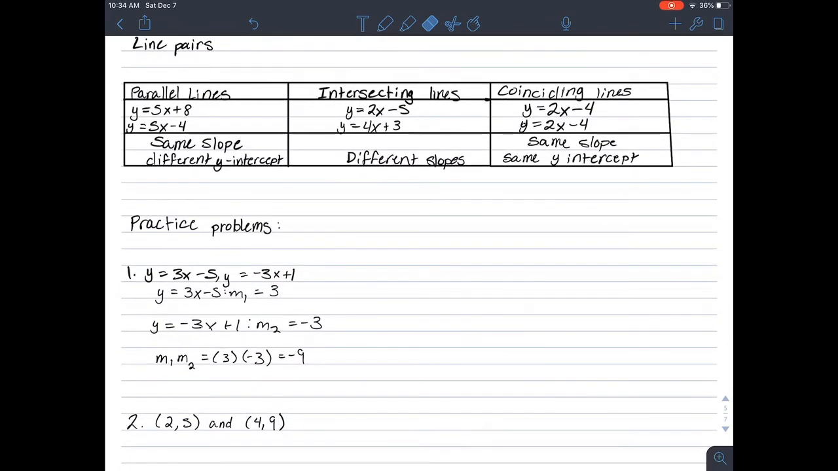Here are some line pairs. Parallel lines, intersecting lines, and coinciding lines. Parallel lines. An example would be y equals 5x plus 8 and y equals 5x minus 4. They have the same slope but a different y-intercept. Intersecting lines. An example would be y equals 2x minus 5 and y equals 4x plus 3. We can see that they are intersecting lines because they have different slopes. Coinciding lines. An example would be y equals 2x minus 4 and y equals 2x minus 4. They have the same slope and the same y-intercept.